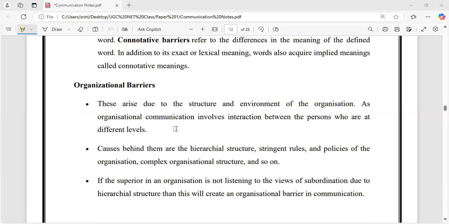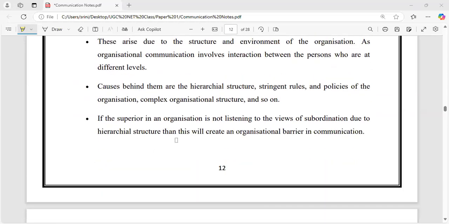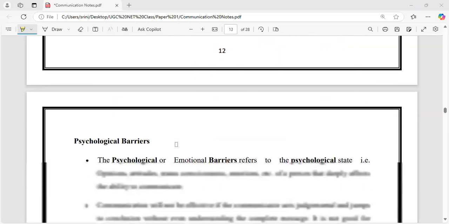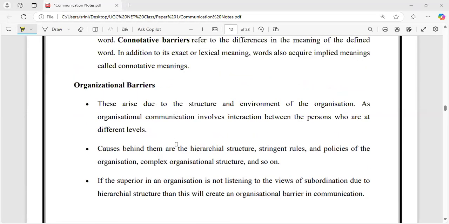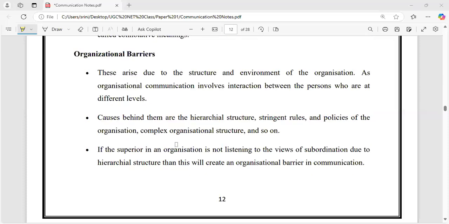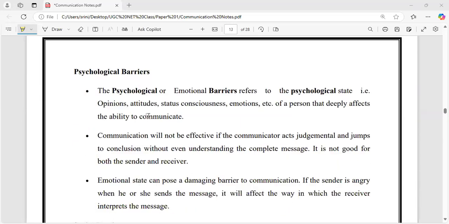It involves interaction between persons who are at different levels, hierarchical structure, stringent rules and policies of the organization, complex organizational structures, and so on. If the superior in an organization is not listening to the views of subordinates due to hierarchical structure, then this will create an organizational barrier in communication. Most of us have experienced organizational barriers at least once in our lifetime.